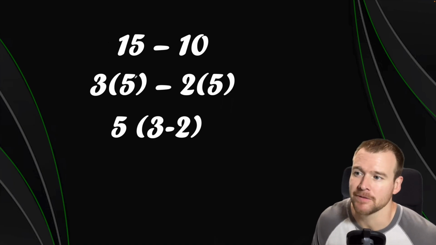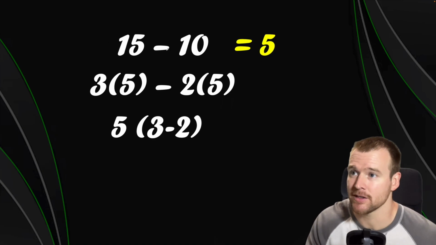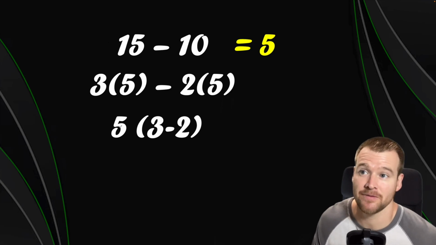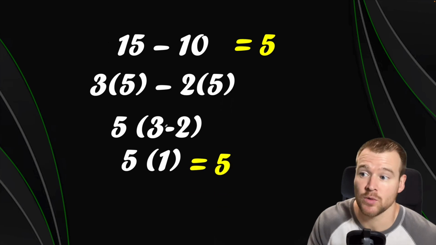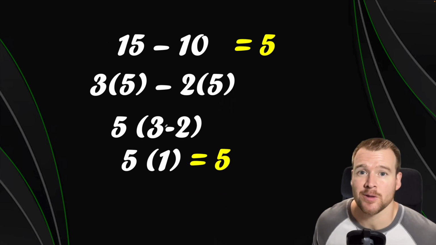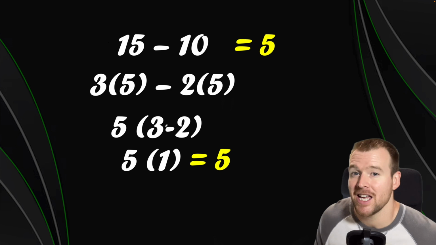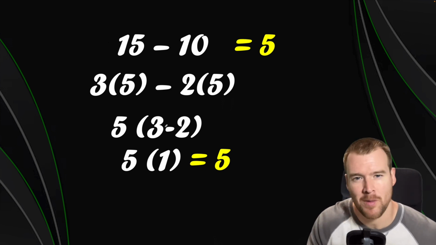It's called factoring. To make sure it does give the same answer, well, we know that 15 minus 10 is 5. What's this? 5 times (3 minus 2). Well, 3 minus 2 is 1. 5 times 1 is also 5. So the expression is the same. It's just a different way to write it. So let's go back to our example.